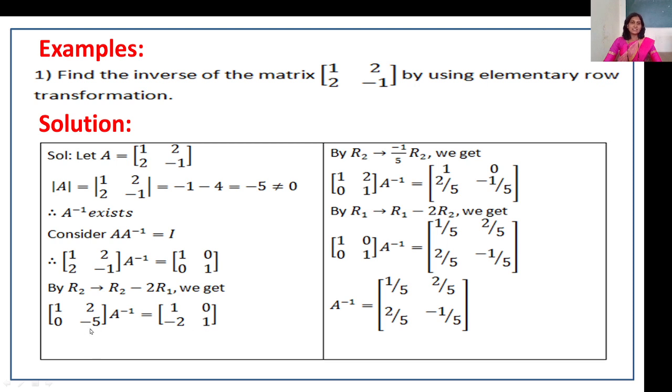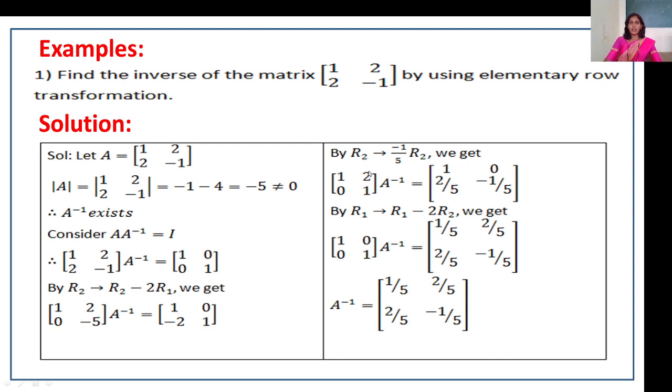Now reduce this minus 5 to 1. For that we divide this R2 by minus 5. Here the first row is as it is, and in the second row we divide. Here we will get 0, here is 1. Here minus 2 by 5 upon minus 5 is 2 by 5. Here minus 1 by 5.